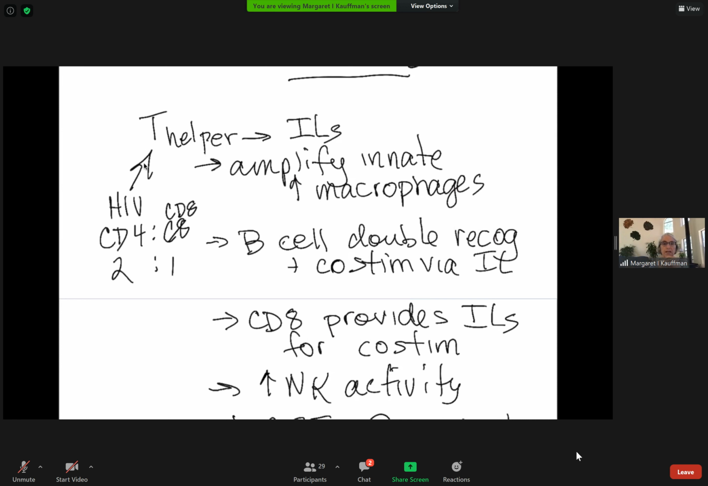So as you can imagine, if you get rid of your helper T cells, what you're going to end up doing is you're going to end up de-amplifying your innate. You won't be able to defend yourself very well with your innate response. You're going to get a decrease in the CD8 ability to activate CD8 cells, and you're going to suppress or decrease in the natural killer cell. So all aspects of your immune system are going to be muted.